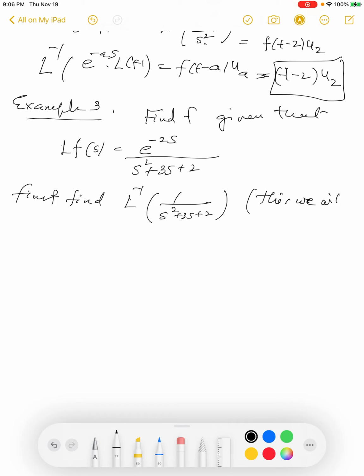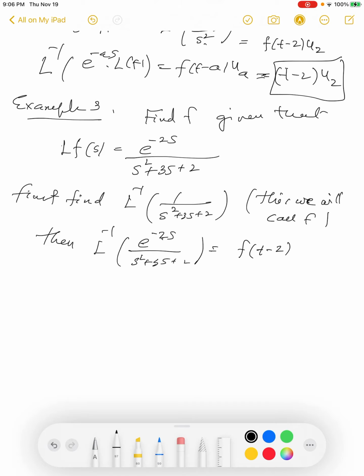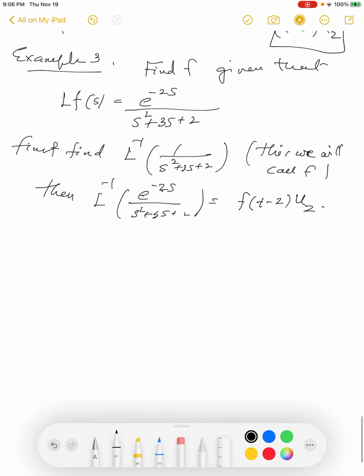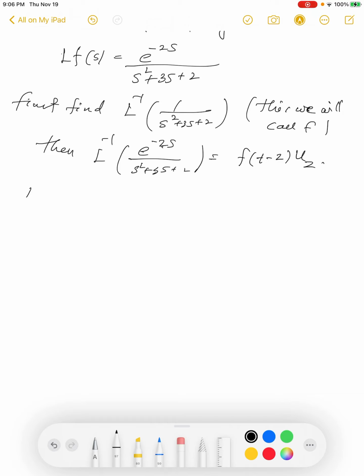This we will call f. Then the inverse transform of e to the minus 2s over s square plus 3s plus 2 will be simply this f evaluated not at t but at t minus 2, because you have a 2 here, times u2. So let's first find out L inverse of 1 over s square plus 3s plus 2.